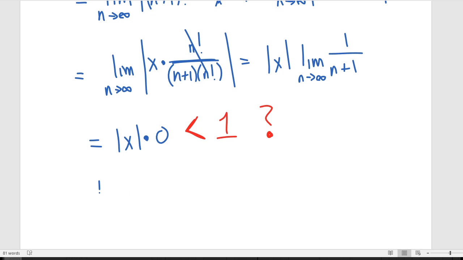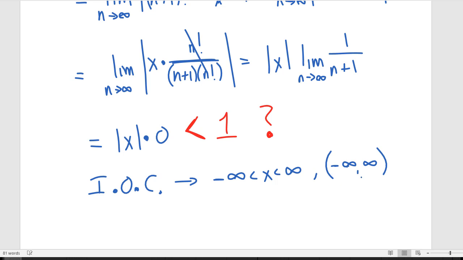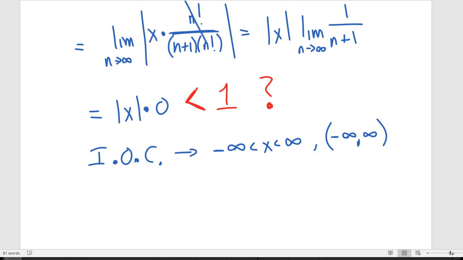So we have our interval of convergence. My interval of convergence is going to be minus infinity to infinity. So all reals. We could write that as minus infinity to infinity in interval notation, or we could just say all reals. There's my interval of convergence. And then we can say the radius of convergence is infinite.